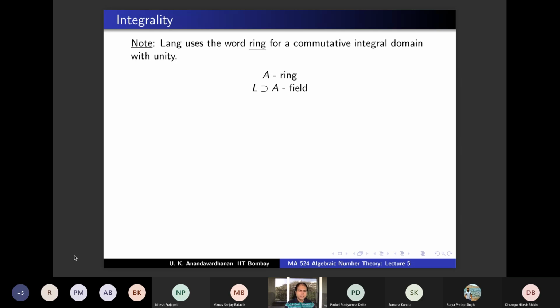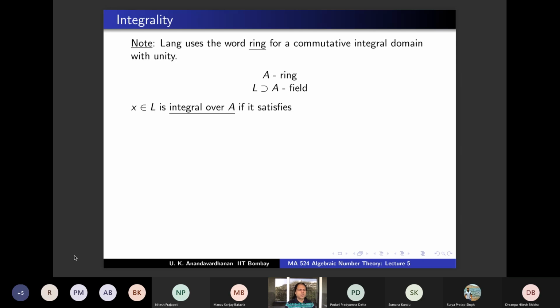L could be the quotient field itself, or it could be an extension of the quotient field. Okay, so L is a field containing A, and you take an element from L and you want to define integrality over A. So you take an element x in L and you say that x is integral over A if it satisfies a polynomial.